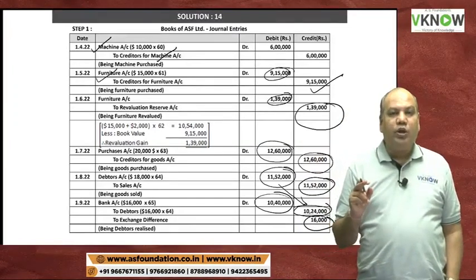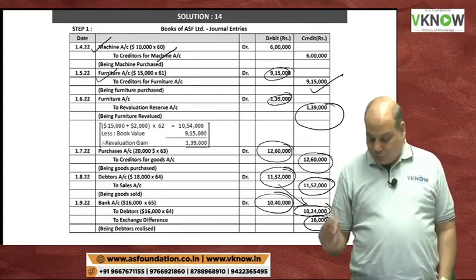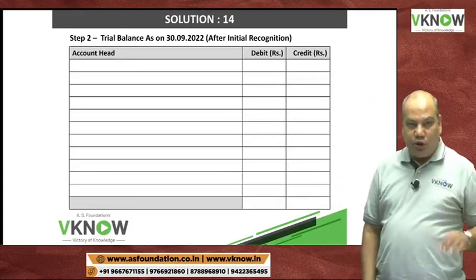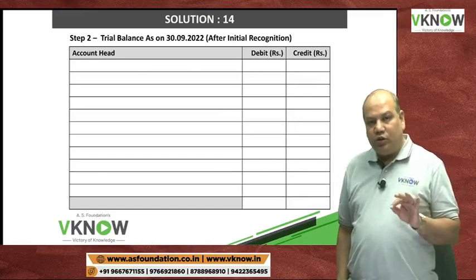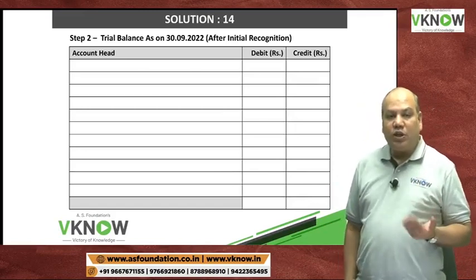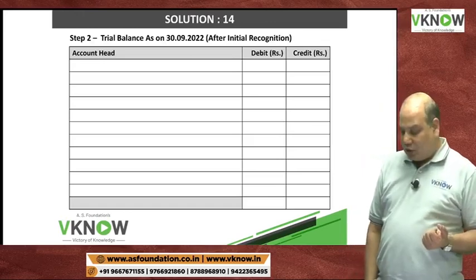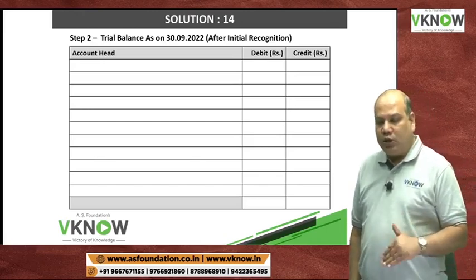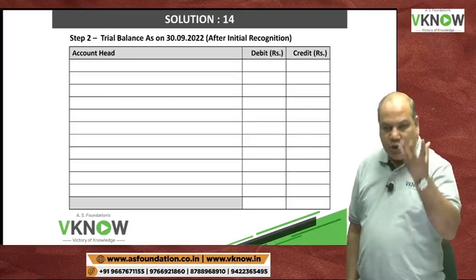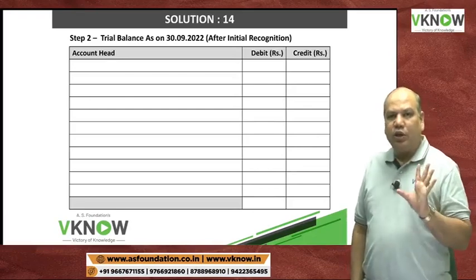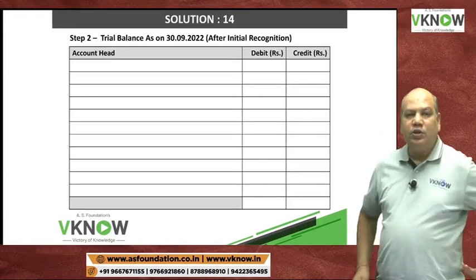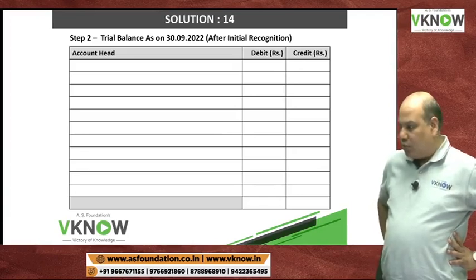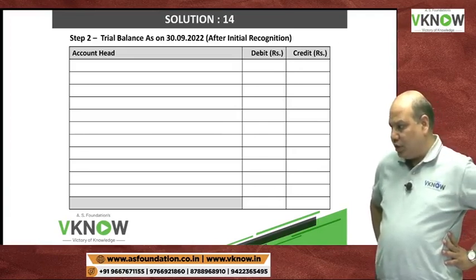Remember, we have not yet passed the entry on 30th September. So first you prepare the trial balance on 30th September 22, after initial recognition, but before passing the subsequent recognition entry. After initial recognition, how will the trial balance look? This is how the companies work. The company, for the whole year, will record the transactions as and when they occur. Then at the end of the year, they will sit down and check which of these are monetary items, and monetary items will be translated at closing rate.